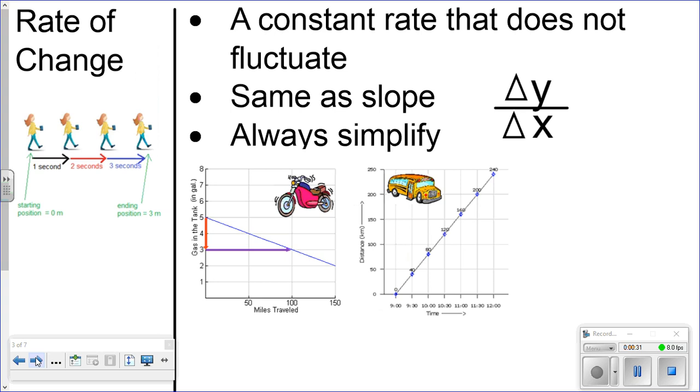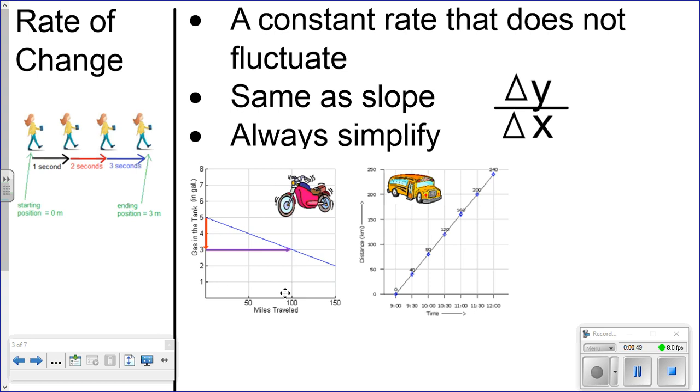So our rate of change is that constant rate that doesn't fluctuate. When we have a straight line, that means we have a constant rate of change. Rate of change is the same as slope, so we find it by taking the change in y over the change in x, and make sure that you have it in simplest form.